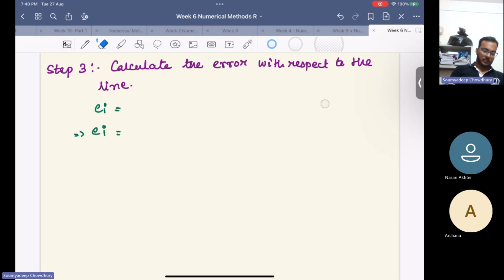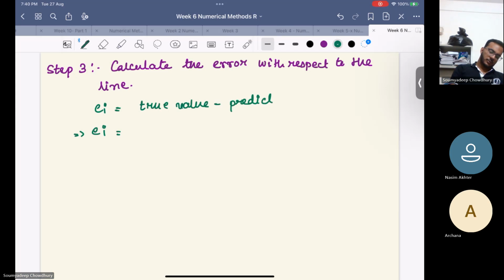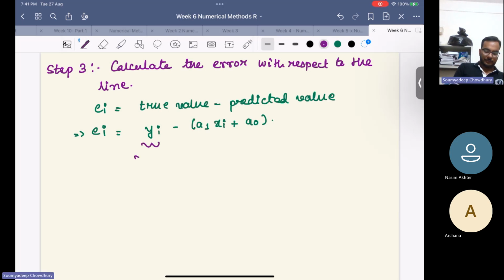It's not this one, it's the other way around. True value minus... So your true value is given by the experimental data yi minus your predicted value, which is based on the equation of the line, right? So it is basically a1 xi plus a naught. So this is your error. If I write here, this is my true value and this is my predicted value.